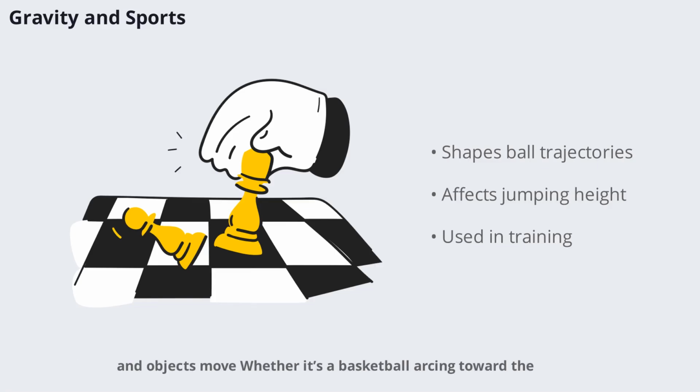Whether it's a basketball arcing toward the hoop or a gymnast flipping through the air, gravity shapes every motion. Coaches and athletes use their understanding of gravity to improve performance, from perfecting a golf swing to mastering a high jump. By analyzing the effects of gravity, sports scientists can design better equipment and training methods. Gravity's influence is everywhere on the field, court, and track, making it a key player in every game.